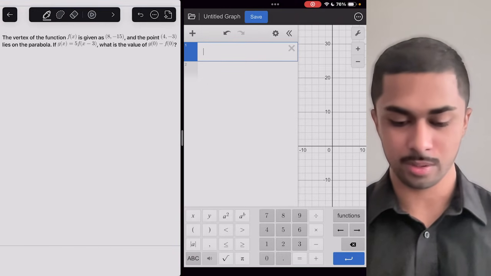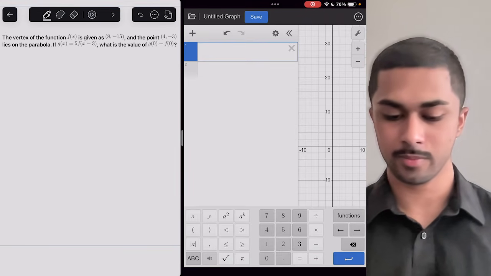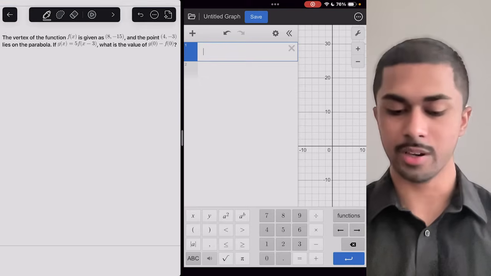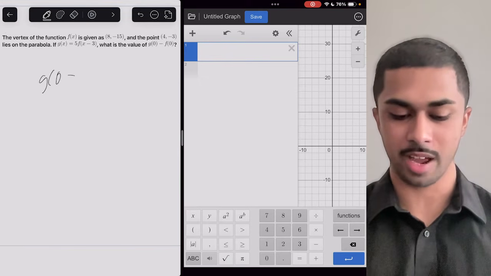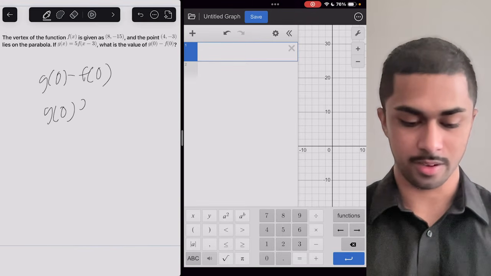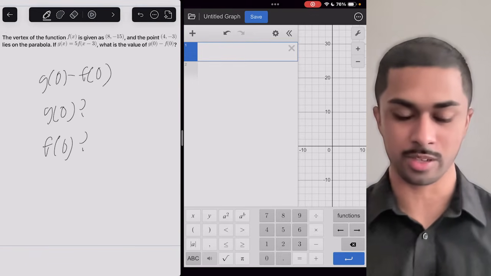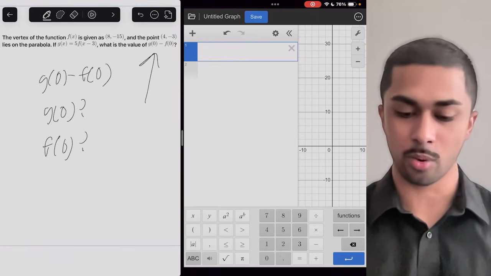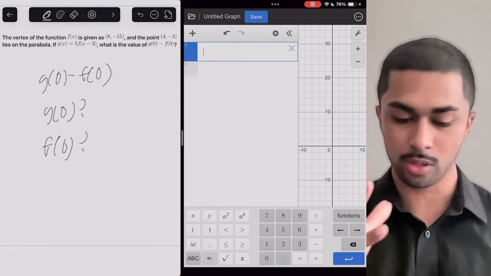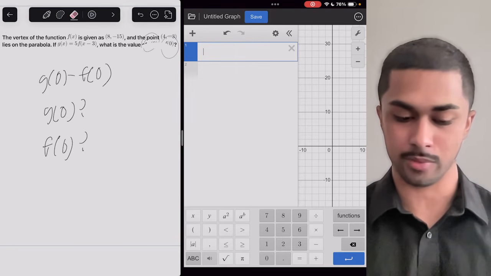So what do we need to do first? Let's work backwards from the problem. The first thing that we need to do to find g of 0 minus f of 0 is find the parts, right? We need to find g of 0, and we also need to find f of 0. This is how you think through these questions. You first look at what are we trying to solve for, and why can't we immediately solve for it? What do we have missing? So we don't know what g of 0 is, we don't know what f of 0 is.